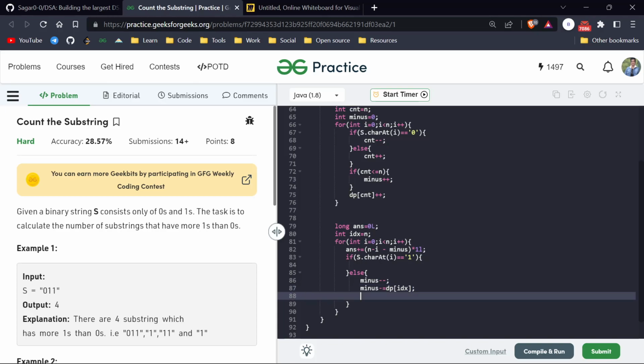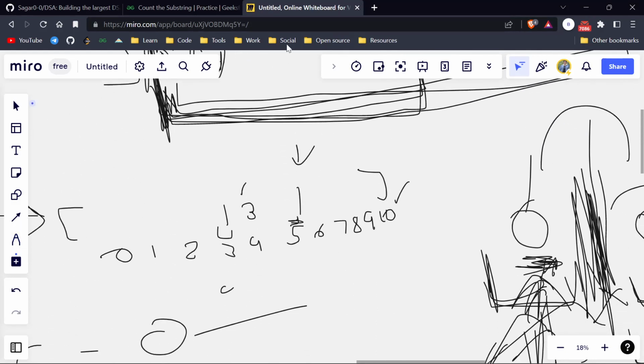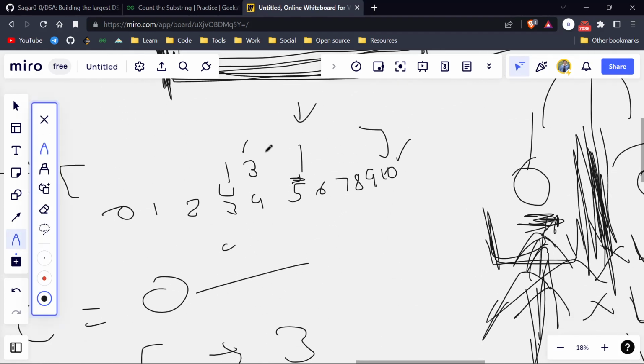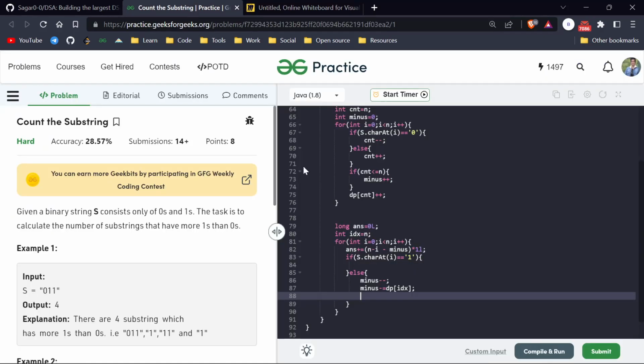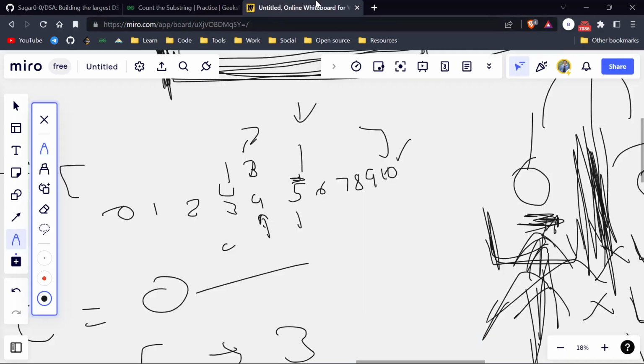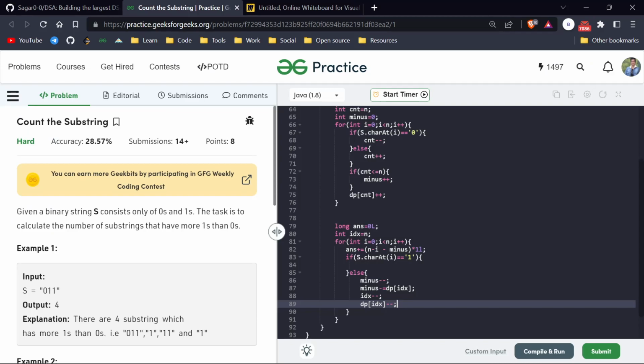Now, as we also removed our zero, the number of zeros will be reduced. We are currently at 5, and at 4 one more zero is present, so in this case we have to reduce it. First of all we will reduce the index, and on dp at this updated index we have to reduce the value. I hope you understand this. It will not be 3 here, it will be 2, because 4 represents one extra zero than 1.